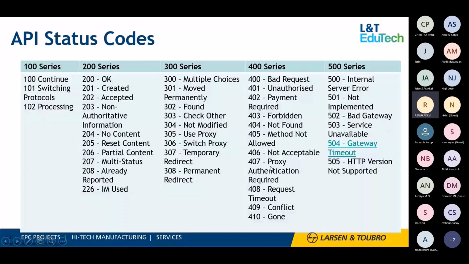Similarly, you will be having the 500 series. 500 means internal server error, and 501 means not implemented at all. And suppose the gateway is bad, then you will be getting 502. Similarly, there are certain errors and status codes over here. These are all the API status codes.